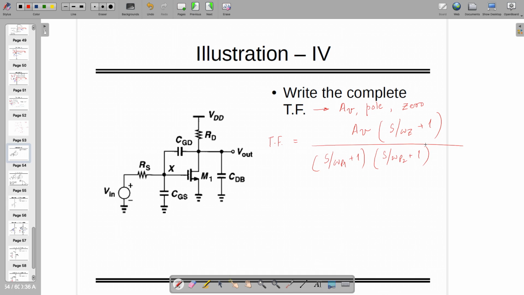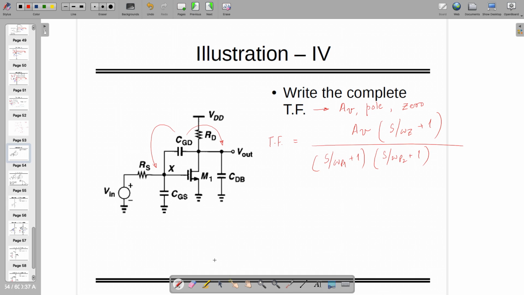So you can see here I have written basically three things. One is small signal gain, two poles and one zero. Two poles because this CGD is reflected over here and one is reflected over here.